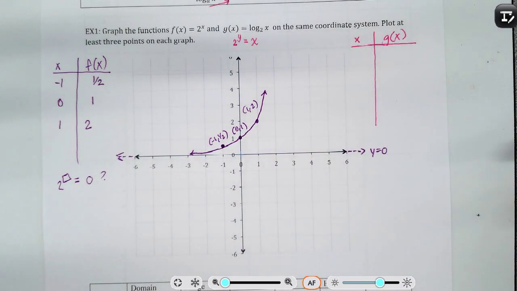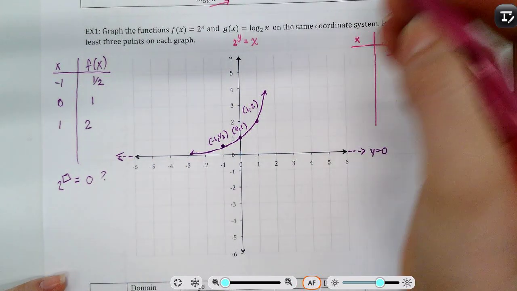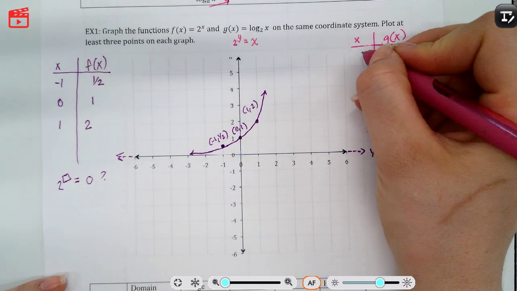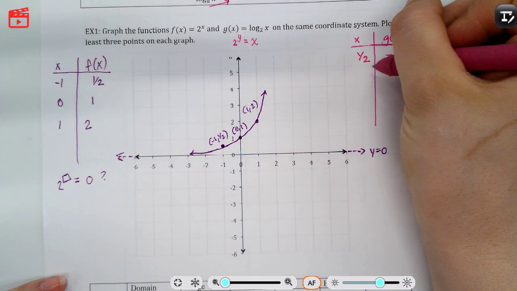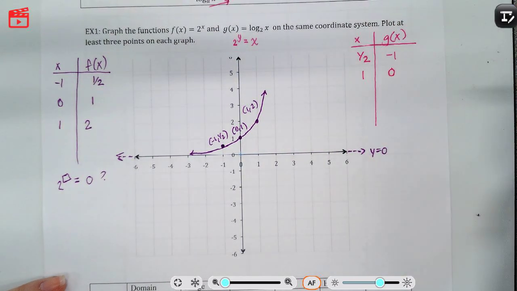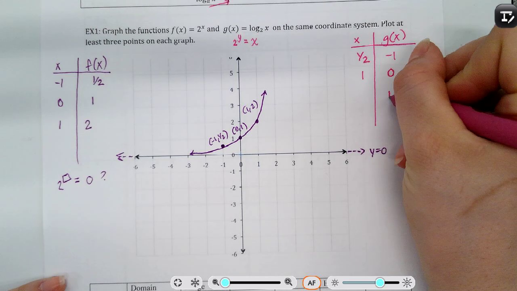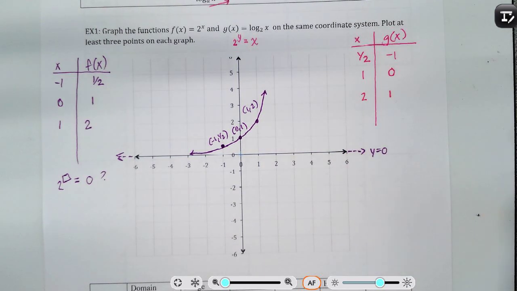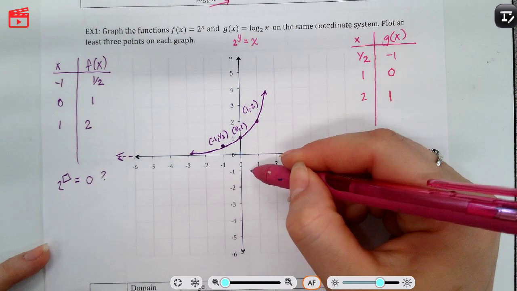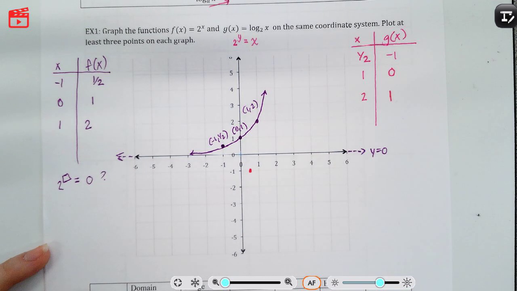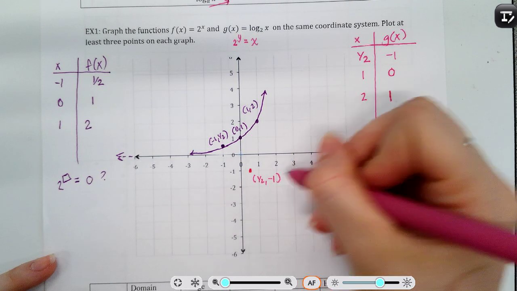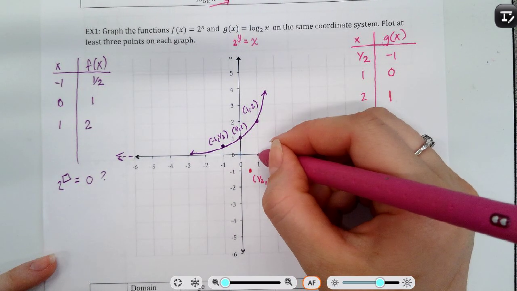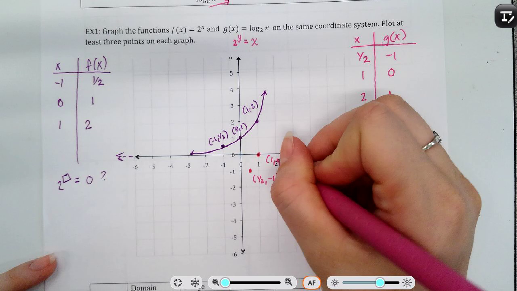Same thing, I'm going to go with negative 1. So 2 to the negative 1 power would give me a half. Let's go with 0. 2 to the 0 power is going to give me 1. And then let's go with 1. 2 to the 1 power will give me 2. All right, so let's plot these points. Half, negative 1. 1, 0. And 2, 1.